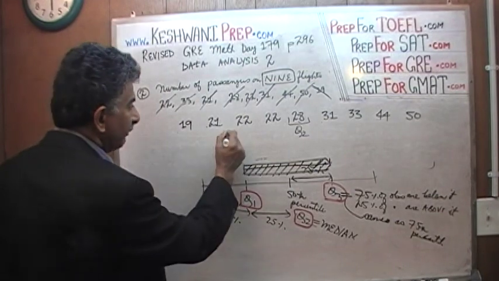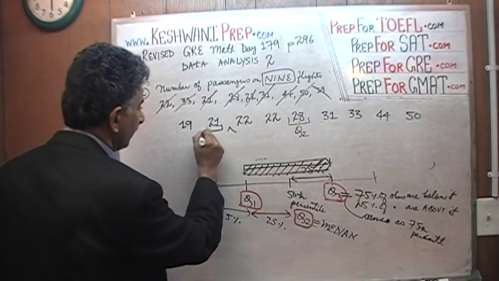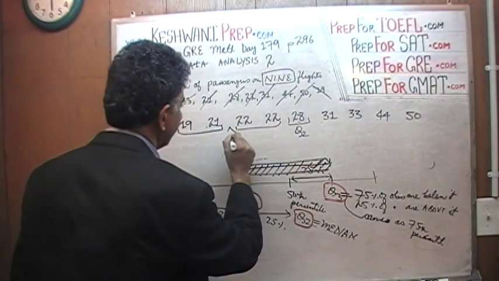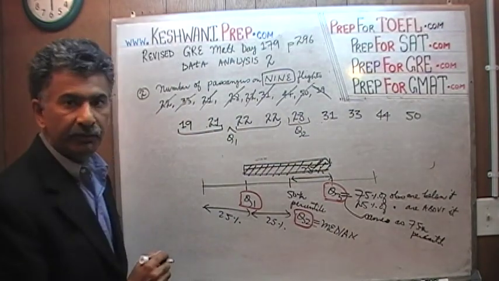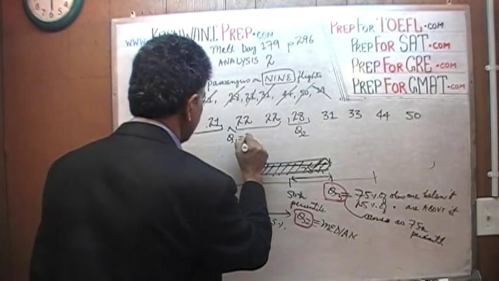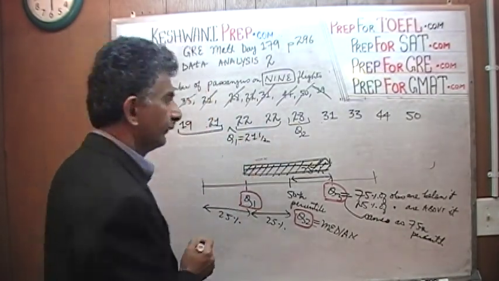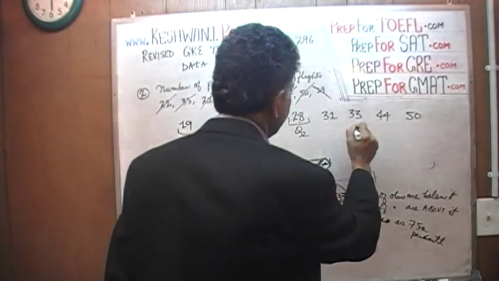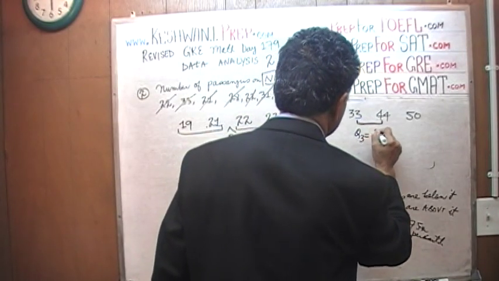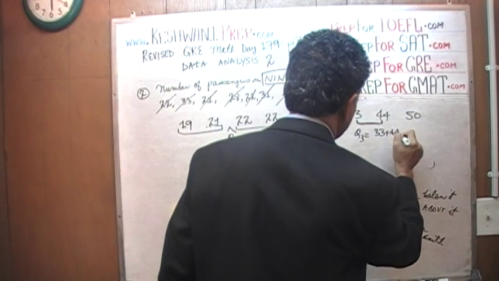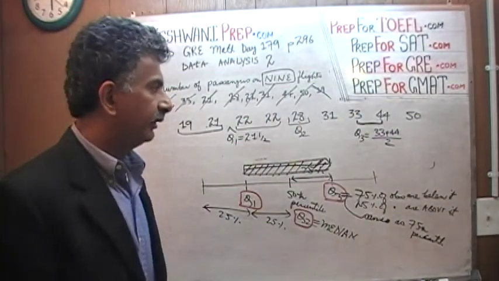The first quartile is the middle of these two guys right here, because two of them lie below it and two of them lie above it. This is your first quartile, which is the average of 21 and 22. The average of 21 and 22 is simply 21.5. Similarly, the third quartile is going to be the average of these two guys, 33 plus 44 divided by 2.